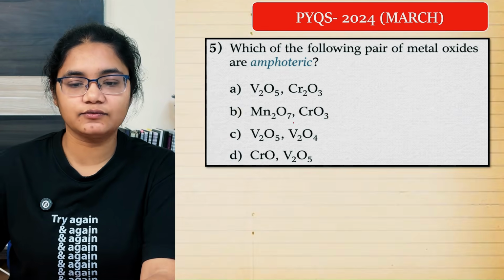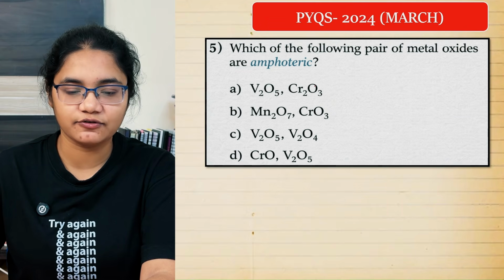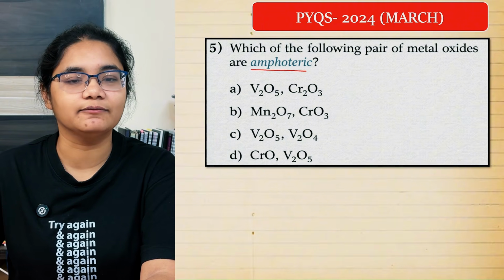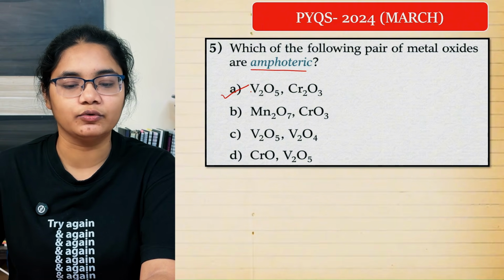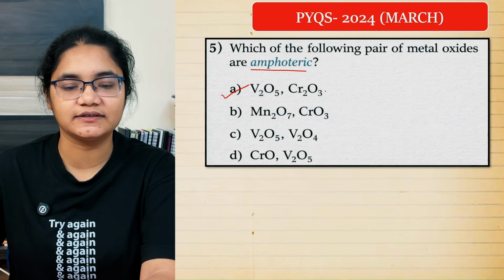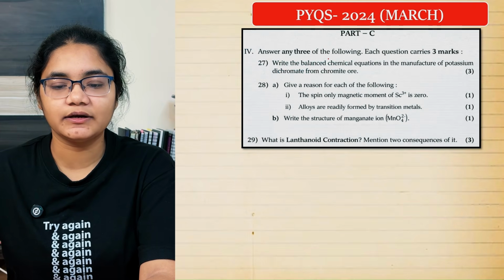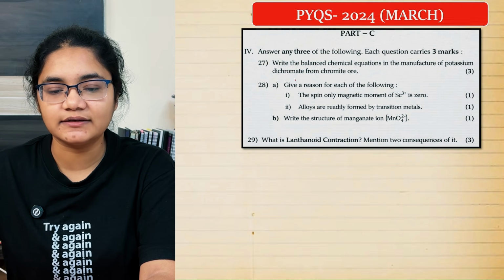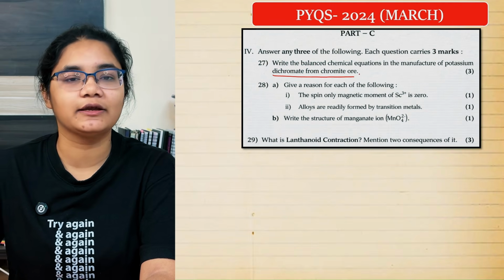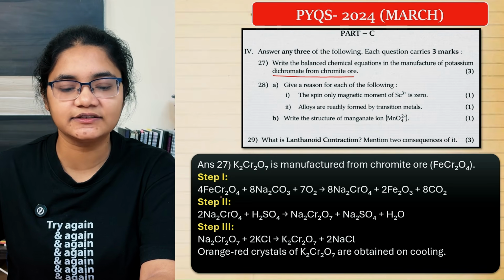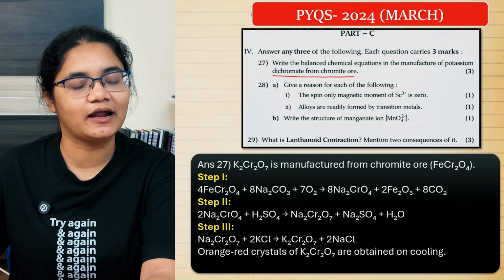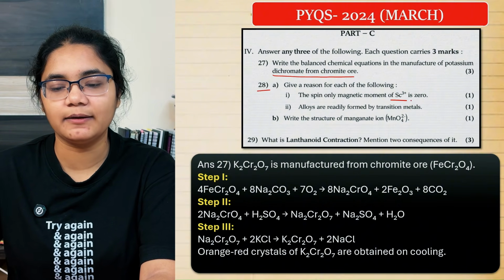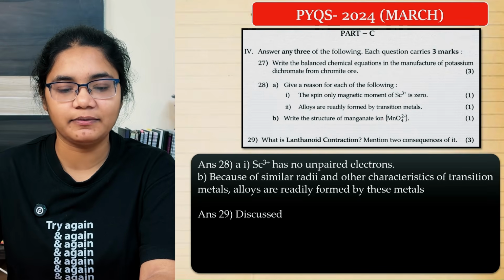Now moving to the next one, we'll go to 2024 PYQs of March. Which of the following metal oxides are amphoteric? Amphoteric means they can react with both acid and base, so that is Cr2O3 and V2O5. This is an important example. Next question, answer any three of the following. Each question carries 3 marks. Write the balanced equation for the preparation of potassium dichromate from chromite ore. Already I have discussed. If you write only the reactions, that is also correct, but it should be a balanced reaction.